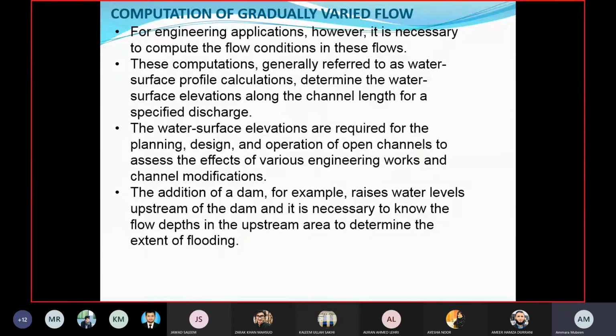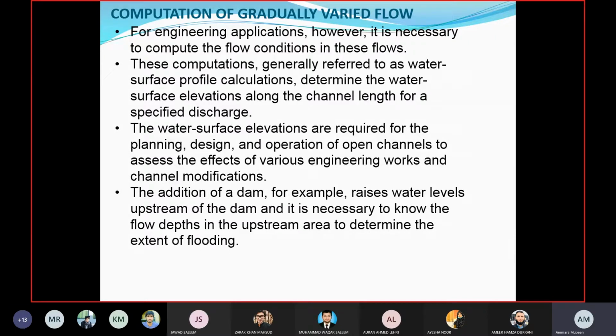For engineering applications, it is necessary to compute the flow conditions in the flows. These computations are generally referred to as water surface profile calculations. They determine the water surface elevations along the channel length for the specified discharge. The water surface elevations are required for planning, design, and operation of open channels to assess the effects of various engineering works and channel modifications.